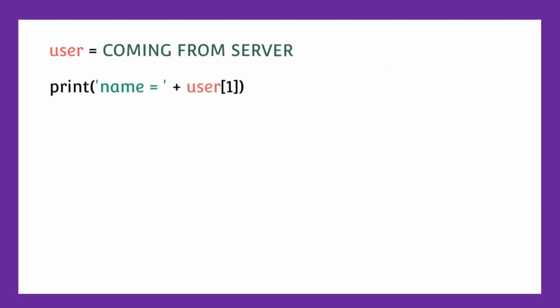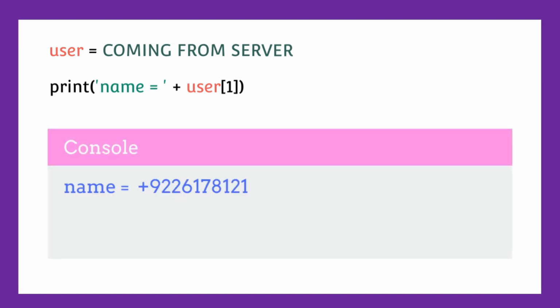Imagine if this list is coming from a server and the order of values is unknown. How do you know what you are printing here? Name, email or phone? So you may end up showing something like this, which is wrong.